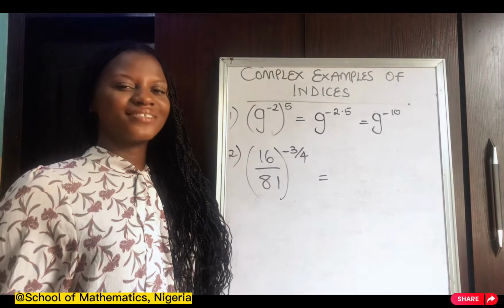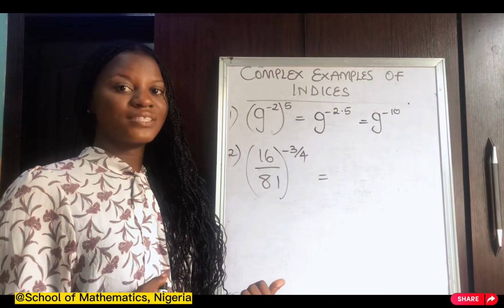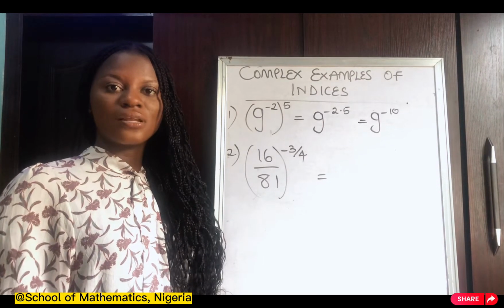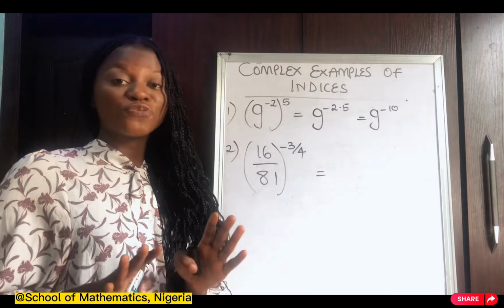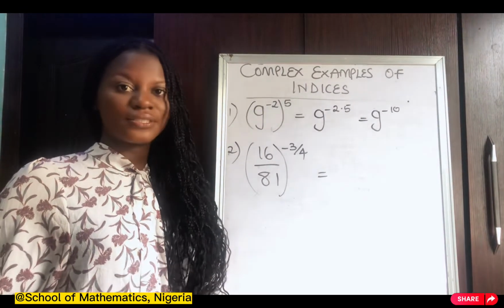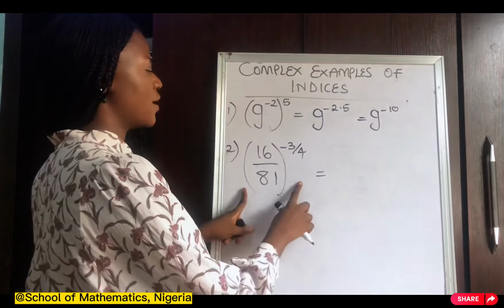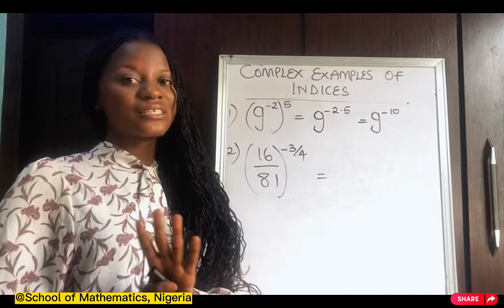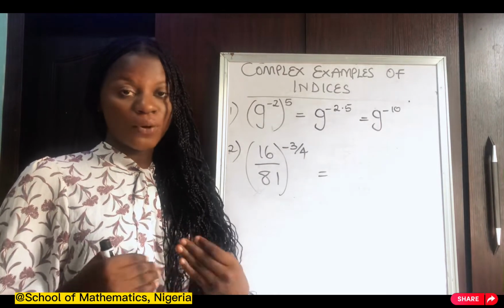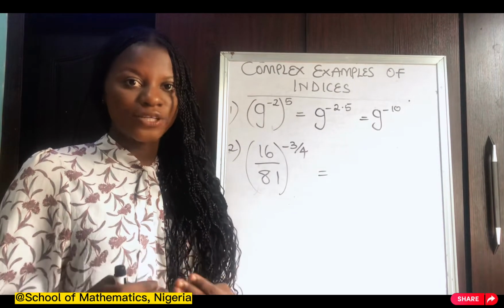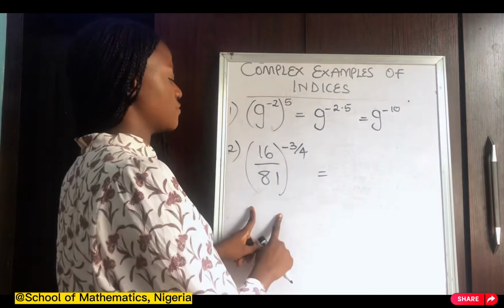Okay, let's try something more complex. Why not try this with me so we could see? This looks a bit complicated, but as we go, you will understand that it's not so complicated. Just follow the rules of indices, and that's it. From here, we can solve this several ways. It depends on what you want to start with, but I'm going to start with something that will help you understand better how to solve something like this.